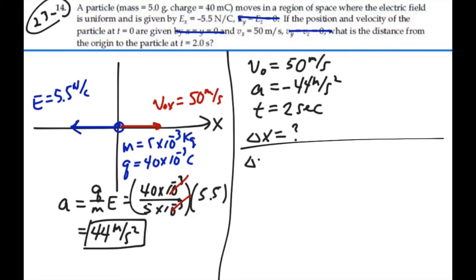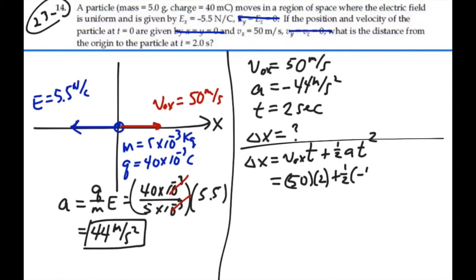Well, that's kinematic equation number 4, looking like this, and that's going to be equal to 50 times 2 seconds plus 1/2 times negative 44 times 2 seconds squared. So that's going to be 100 plus a negative 88, or 12 meters.